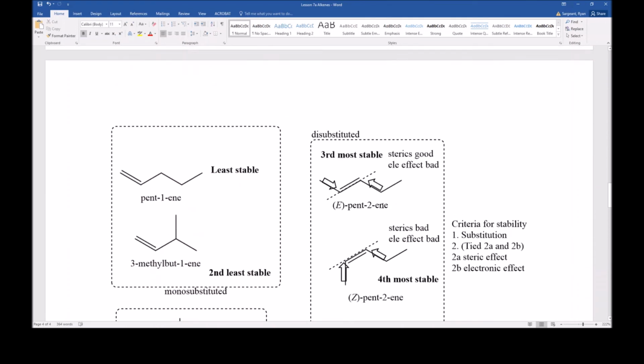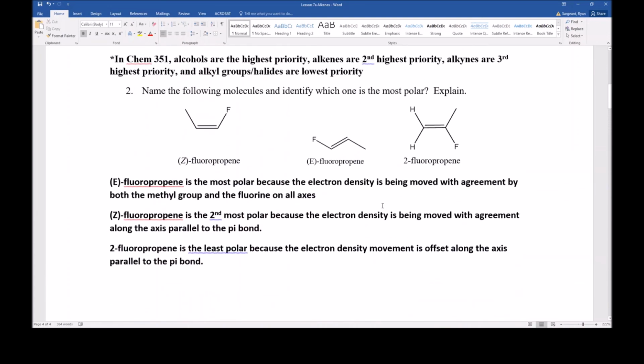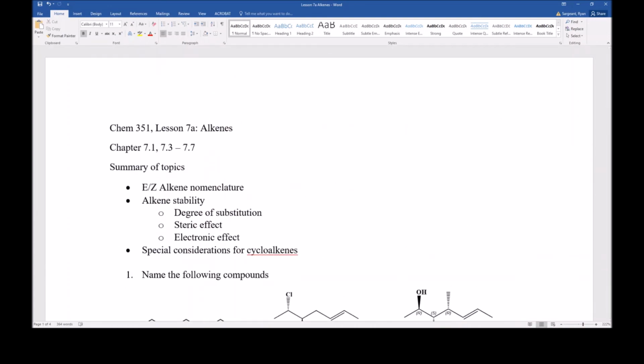But we'll stop there. I'll let you guys work on the homework. And then tomorrow we'll come back and look at some more complicated examples of E and Z alkene nomenclature.